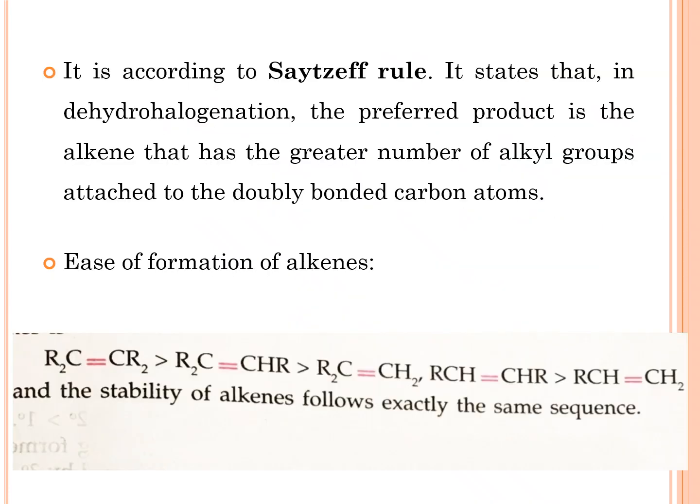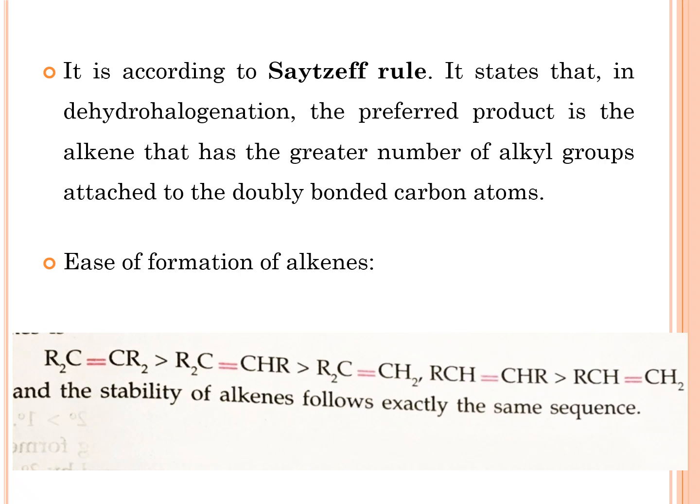According to the Saytzeff rule, in dehydrohalogenation, the preferred product is the alkene that has the greater number of alkyl groups attached to the doubly bonded carbon atoms. So that is the Saytzeff rule. In the dehydrohalogenation reaction, that is in the elimination reaction, the preferred product is the alkene that has the greater number of alkyl groups attached to both sides, the doubly bonded carbon atoms.